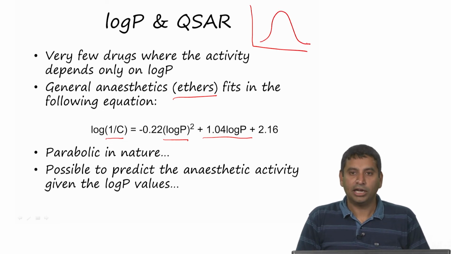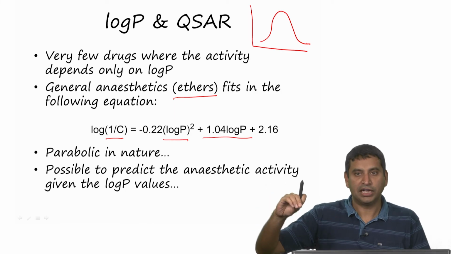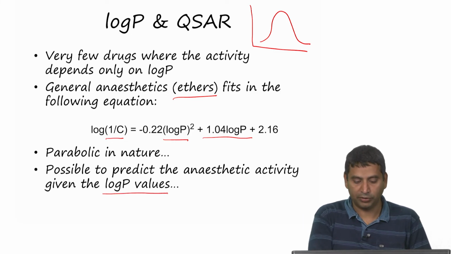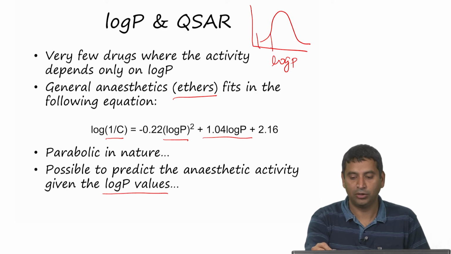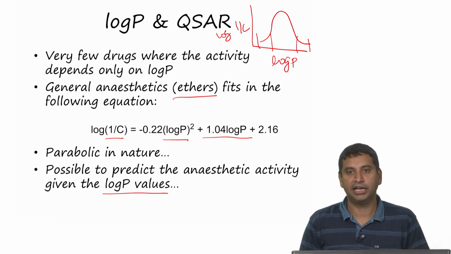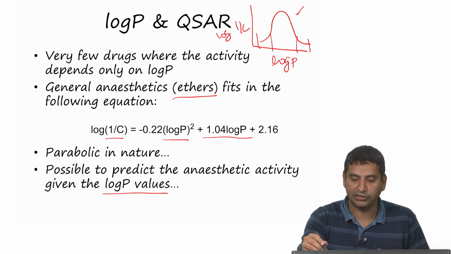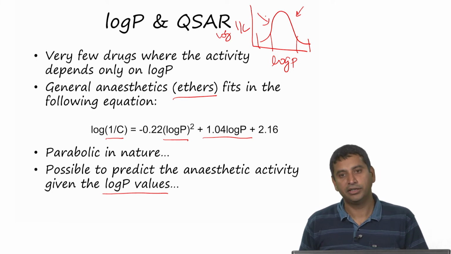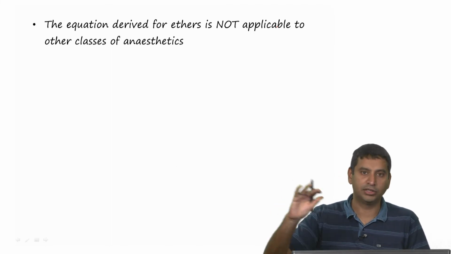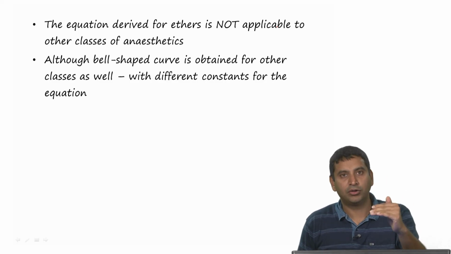Because I am able to write out an equation which describes the activity, I can now find out where I get maximum activity. This helps us predict the anesthetic activity given the log P value. This is my x axis. If I have a very low log P, then it is quite likely that the activity would be low. Conversely, if I have a very high log P, then it is quite likely that I would get a low activity, and therefore the new set of compounds that I synthesize would have to have intermediate log P values. Now, the equation that we derive for this particular set of ethers is not applicable to other classes of anesthetics, but bell shaped curves are typically obtained for other classes as well, with different constants in their equation.